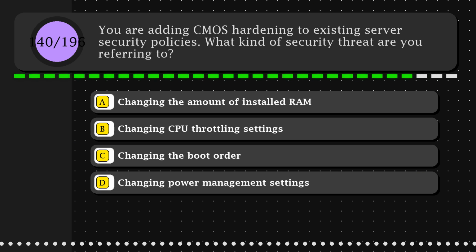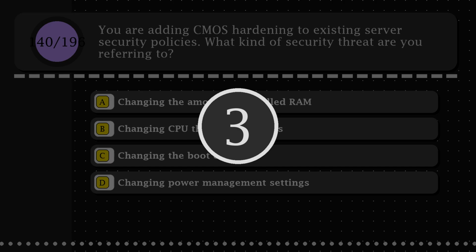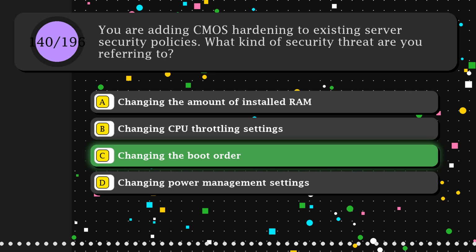Question 140. You are adding CMOS hardening to existing server security policies. What kind of security threat are you referring to? Option A, changing the amount of installed RAM. Option B, changing CPU throttling settings. Option C, changing the boot order. Option D, changing power management settings. The correct answer is option C, changing the boot order.